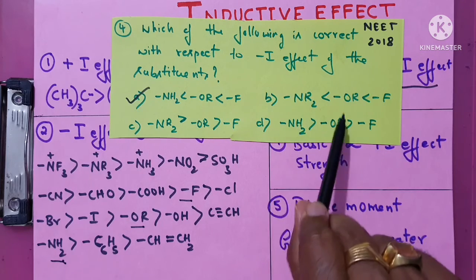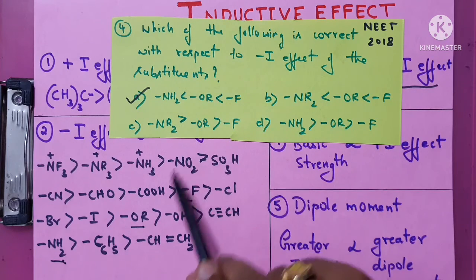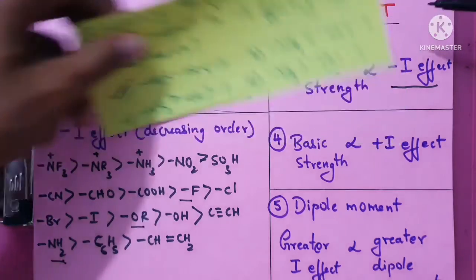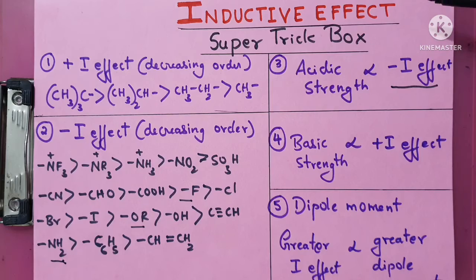Children, you also try the other three options with the given chart, where you can easily find out that they are not in the correct order. We'll go quickly, and this is the question that was asked in NEET 2018. We'll go for one more question.